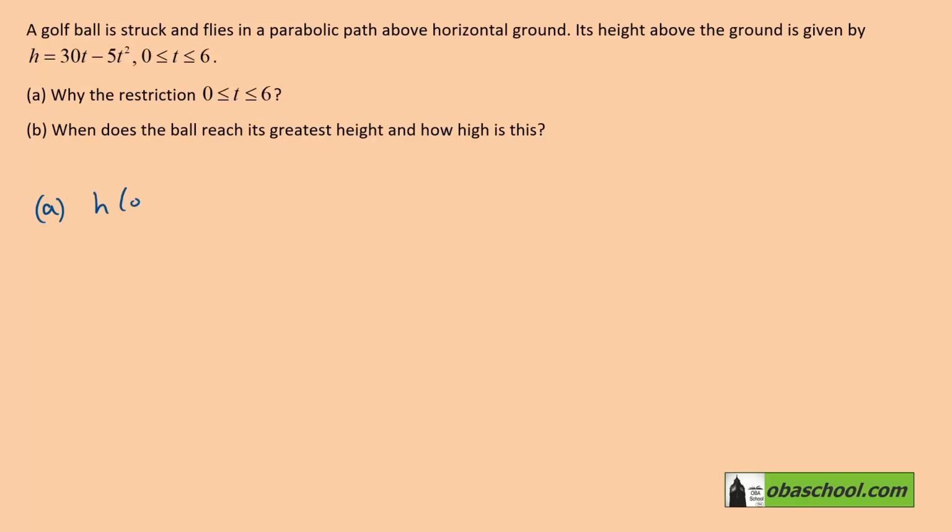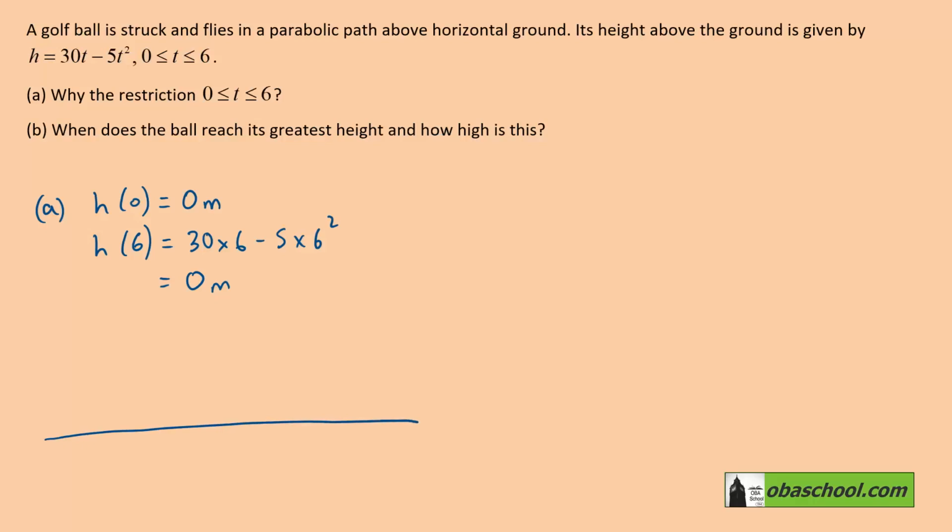If we do h of 0, that's going to be 0, and that's at the start. If you do h of 6, that's going to be 30 times 6, take away 5 times 6 squared, and that also comes to 0. So if this is the horizontal ground, it's here at t = 0, and it's here at t = 6.